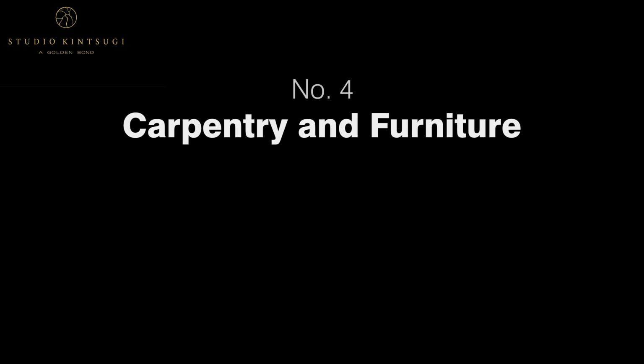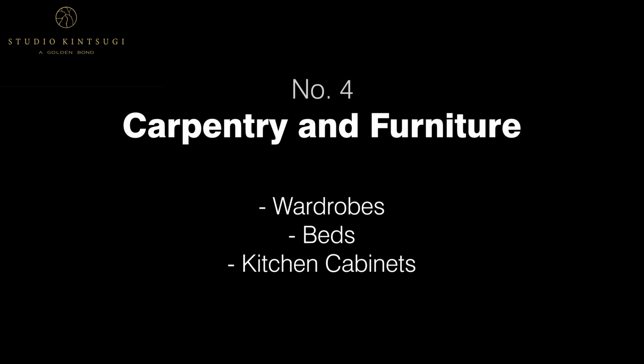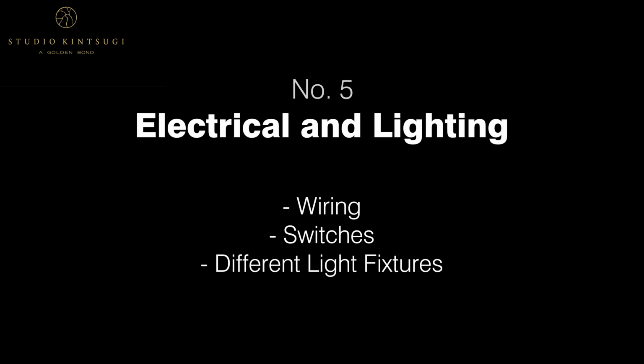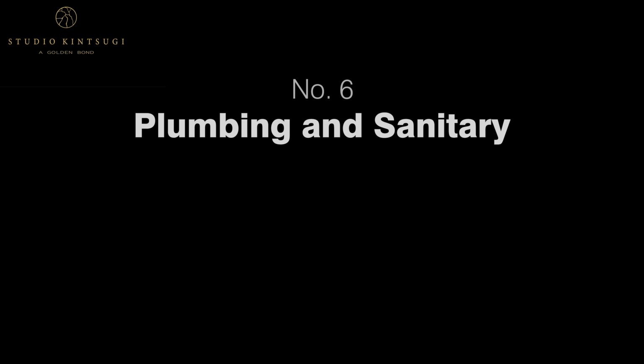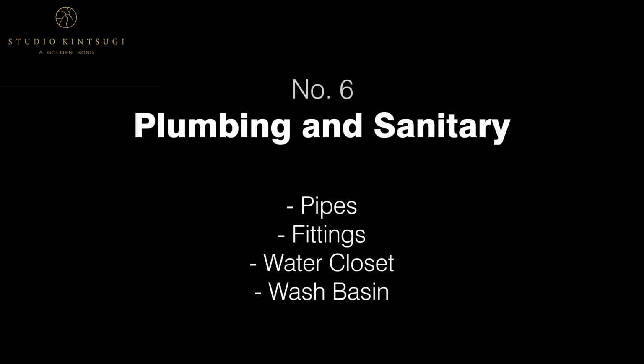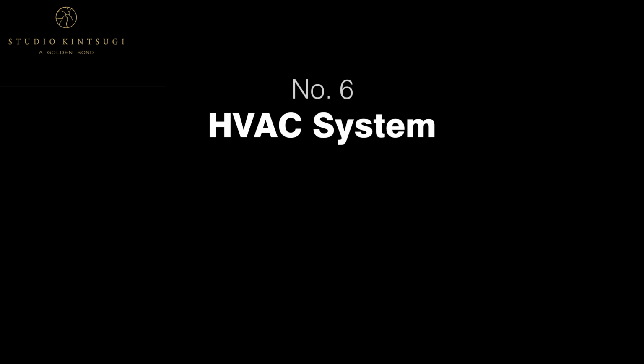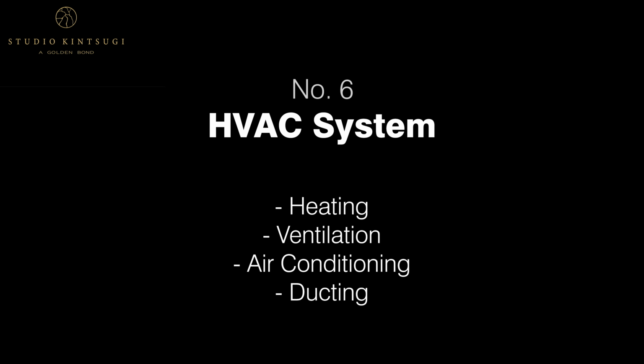Next, carpentry and furniture, which includes wardrobes, beds, kitchen cabinets, etc. Then electrical and lighting, which will include wiring, switches, different kinds of light fixtures. Next is plumbing and sanitary, in which we have pipes, fittings, water closet, basins, and other kinds of sanitary fixtures. And another example is HVAC systems, which will include heating, ventilation, and air conditioning, ducting, etc.